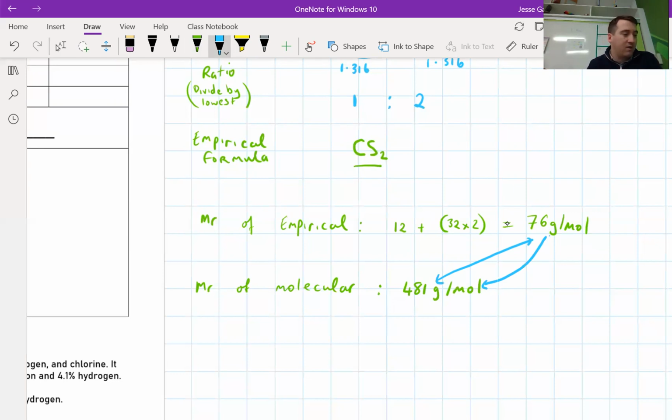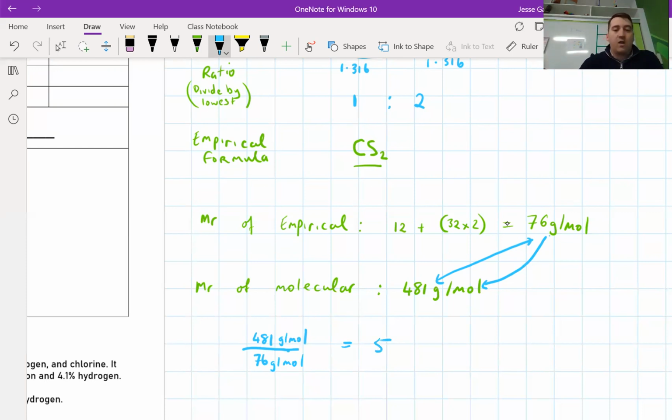So the way we work this out is we take our molecular formula, 481 grams per mole, and we see how many of the empirical formula is in this. So we divide it by 76 grams per mole. We go ahead and divide them up. 481 divided by 76, you're going to get the answer 5.